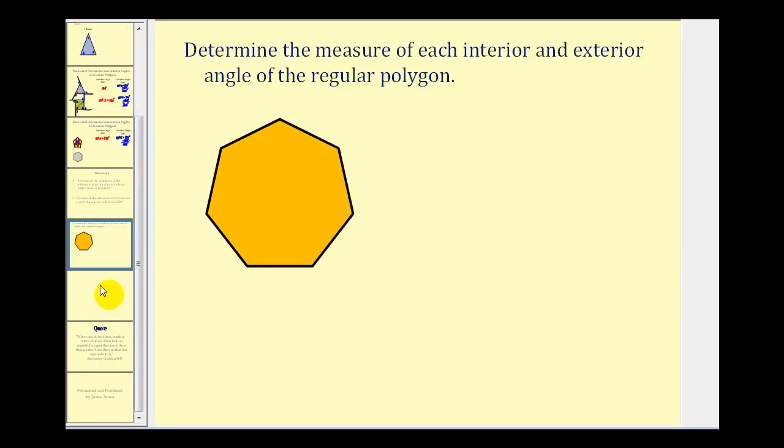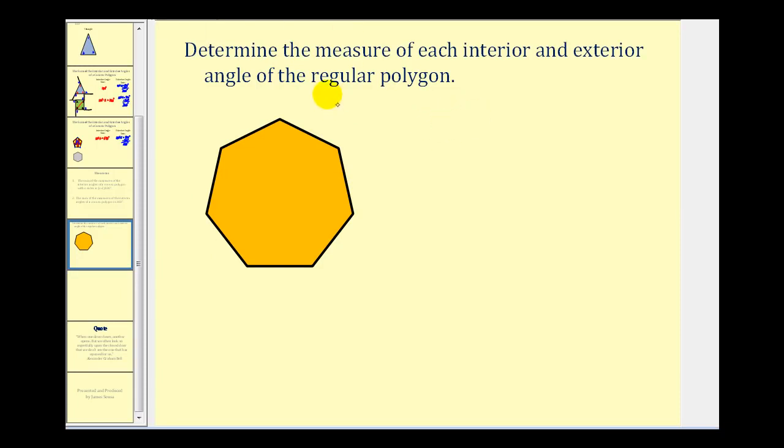Here we want to determine the measure of each interior and exterior angle of this regular polygon. Remember, if it's regular, the lengths of all the sides and the measure of all the interior angles are equal. So let's first count the number of sides we have. 1, 2, 3, 4, 5, 6, 7. So it's a heptagon, and n is equal to 7.